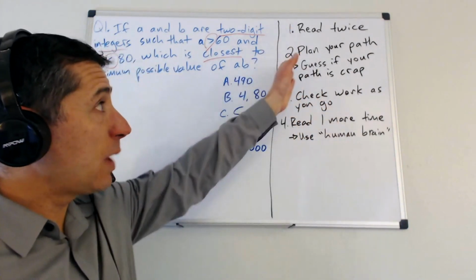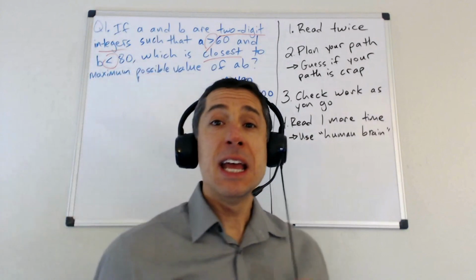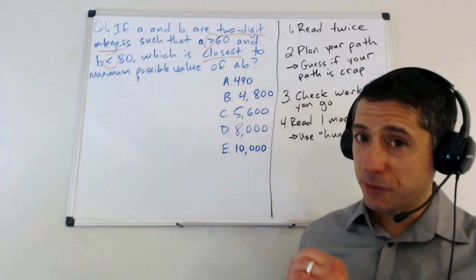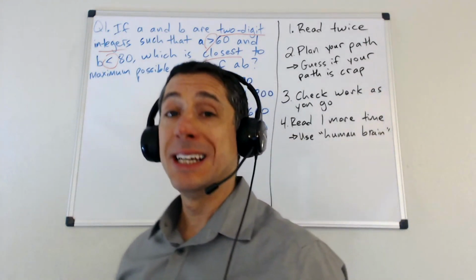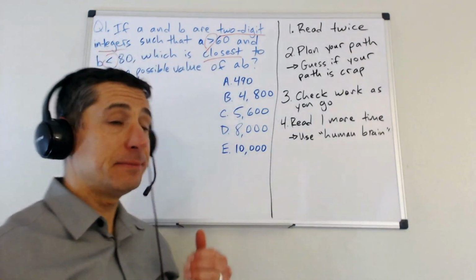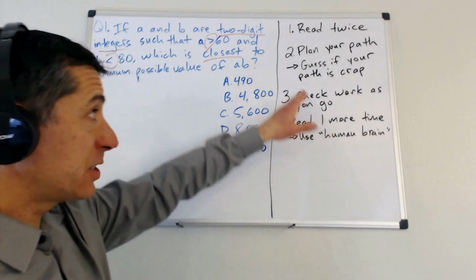So step 1, read twice. Step 2, plot your path forward. See if you can find a better path. Don't do the first thing that comes to mind. And just as importantly, if you don't see a good way forward, guess, move on. Again, Executive Assessment, you can always come back to it.